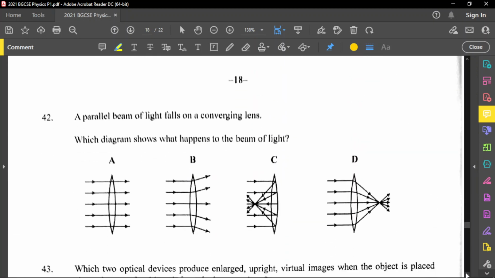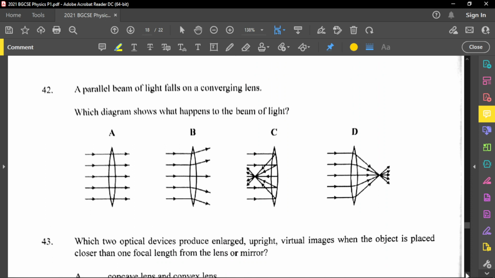All right, so question number 42. A parallel beam of light falls onto a converging lens. Which diagram shows what happens to the beam of light? And again, this is a converging lens, and by virtue of the word converging, it means the rays must come together. But it is a lens, and so therefore it will go through and not be reflected as shown in C.